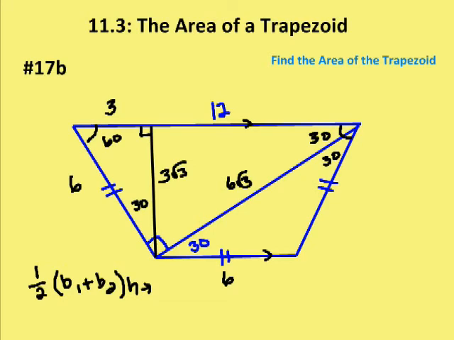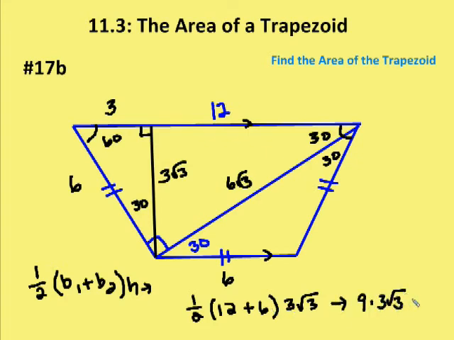So we recall that the area of a trapezoid is equal to 1/2 base 1 plus base 2 times the height. So I have 1/2 base 1, which would be 12, plus base 2, which would be 6, times the height, which is going to be 3 root 3. That gives me 1/2 of 18, or 9 times 3 root 3, which is equal to 27 root 3.